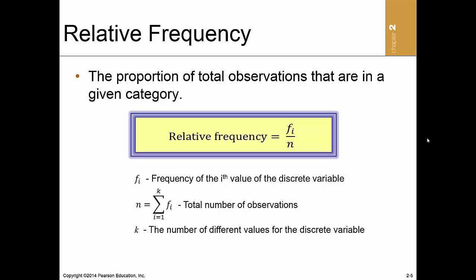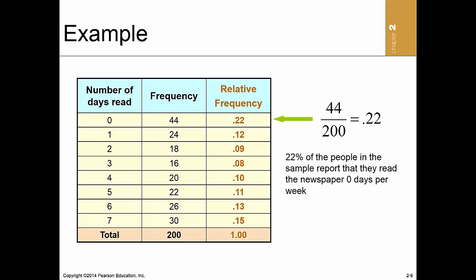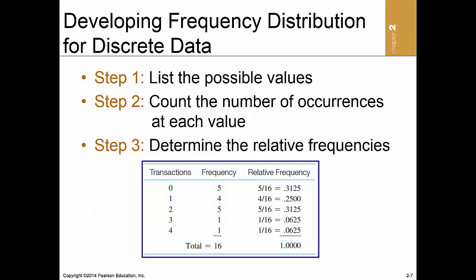Relative frequency is computed by dividing the frequency in a category by the total number of observations, in this case 200. The relative frequencies can be converted to percentages by multiplying by 100. Playing off the previous example, we can divide each frequency for days read by 200 to yield the relative frequency. In this example, 22% of the people in the sample report said they read the newspaper 0 days per week. The relative frequency column will always sum to 100%. To create frequency distribution for discrete data, start by listing the possible values and then count the number of occurrences at each value. From there, determine the relative frequencies.